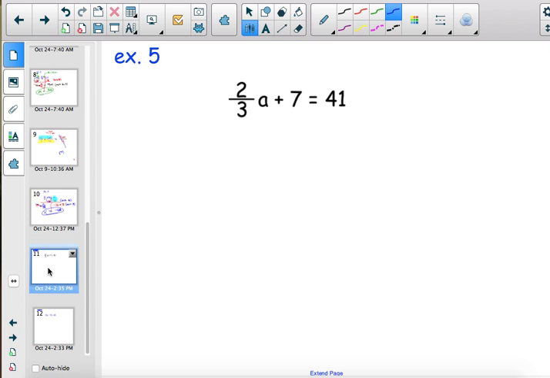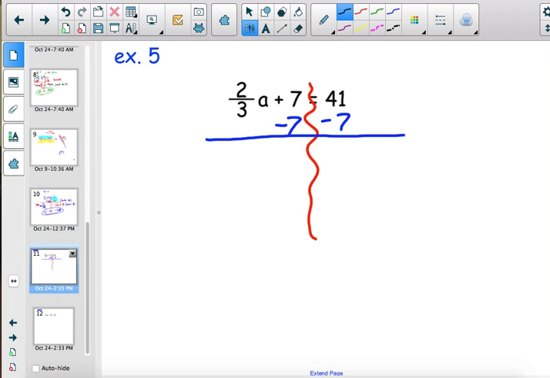Alright. What's my first step? So, what do you want to do on both sides? Subtract 7. But then you clean it up. I'm going to do something. You tell me if you like it or not. What if I wrote it like this? 2/3 A plus 0 equals 34. Why do you or don't you like it?